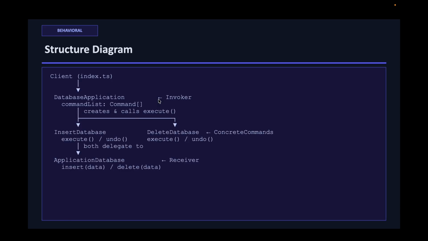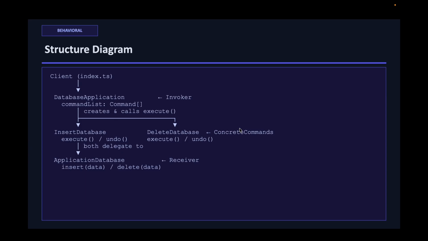Here's the structure diagram. This is the structure diagram before we go into the code. There are four key roles. There's the command interface. This defines the two-method contract, the execute and undo. The concrete commands themselves implement that contract, each wrapping a specific operation against a specific receiver.